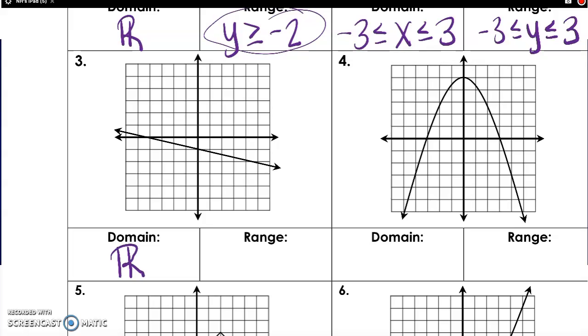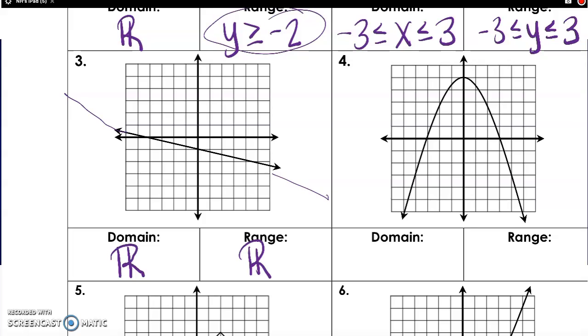Even though it doesn't show very many, the range is also all real numbers, because this one would keep going up all the way, that one would keep going down all the way. So if you actually could draw out what these lines would look like forever and ever, they would touch every Y value. So those are both all real numbers.